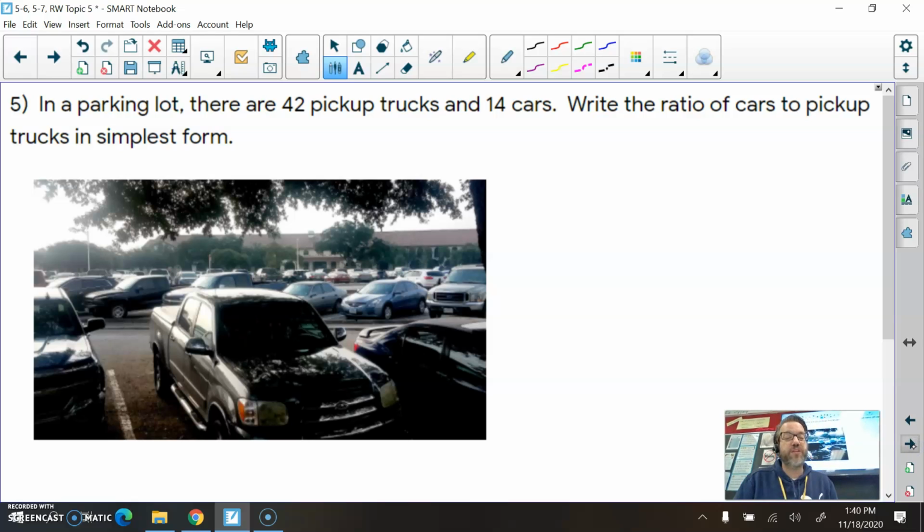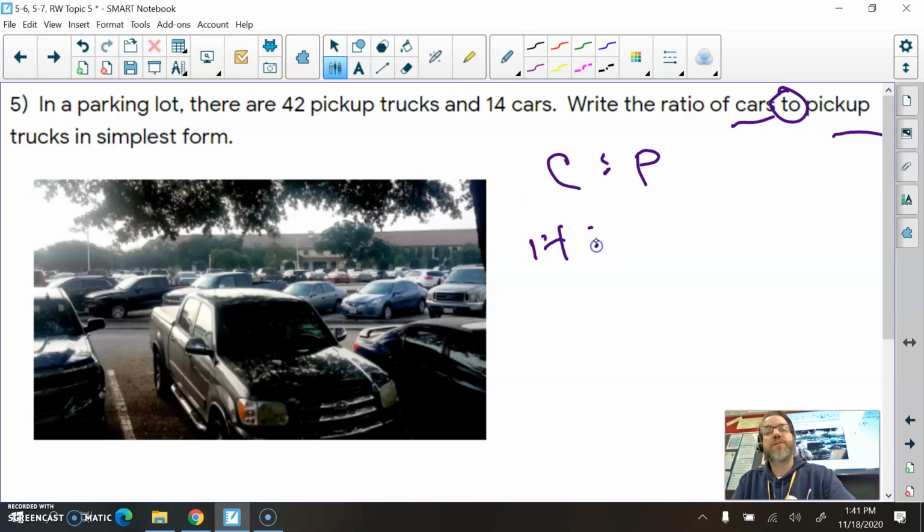Number 5, in a parking lot, there are 42 pickup trucks and 14 cars. Write the ratio of cars to pickup trucks. So we want the cars first, pickup trucks second. Okay, so the cars, we have 14 cars. Pickup trucks, we have 42 pickup trucks. So that's the order we want them, 14 to 42.